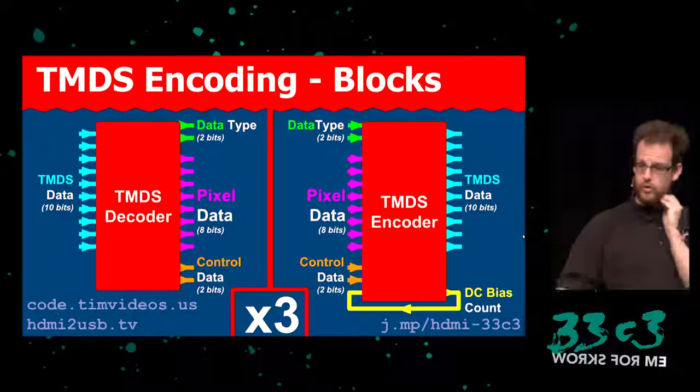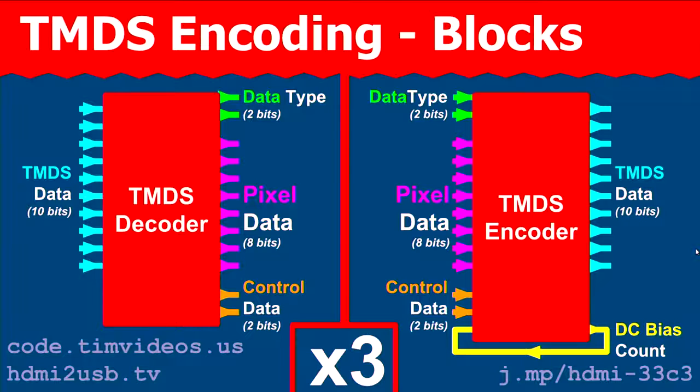And so this is kind of what your encoder will look like and your decoder. It's quite simple. It takes in your 10 bits of data and outputs either your 8 bits of pixel data or your 2 bits of control data, and a data type. If you went into our design and looked at it at a high level in the schematic, you'll probably see a block that looks like this. The encoder is slightly more complicated because you also have the DC bias count that you have to keep track of. But again, the data goes in and the data comes out. That's simple, right?